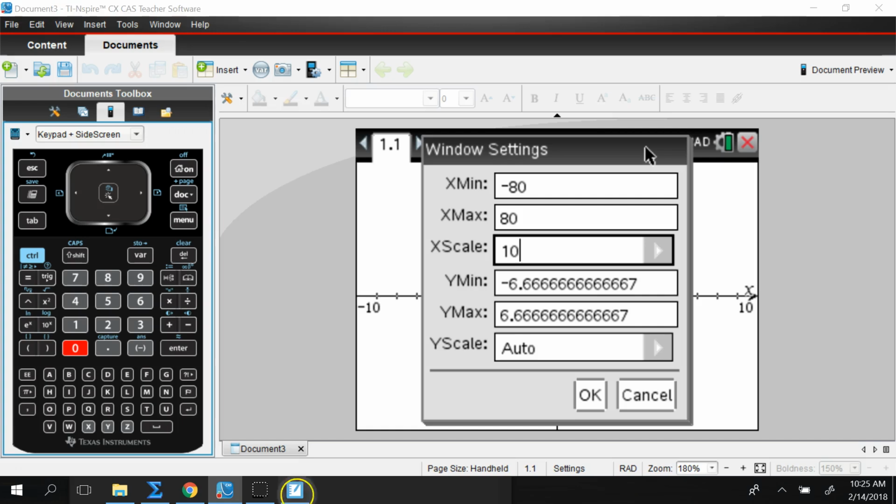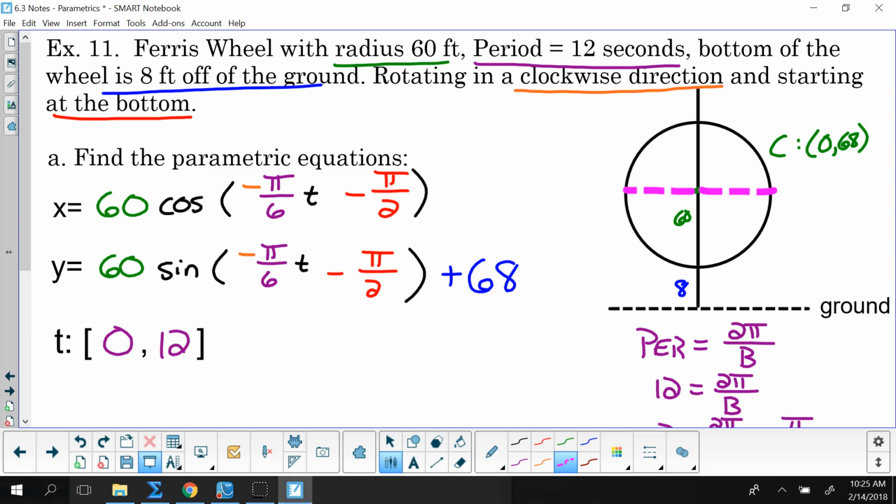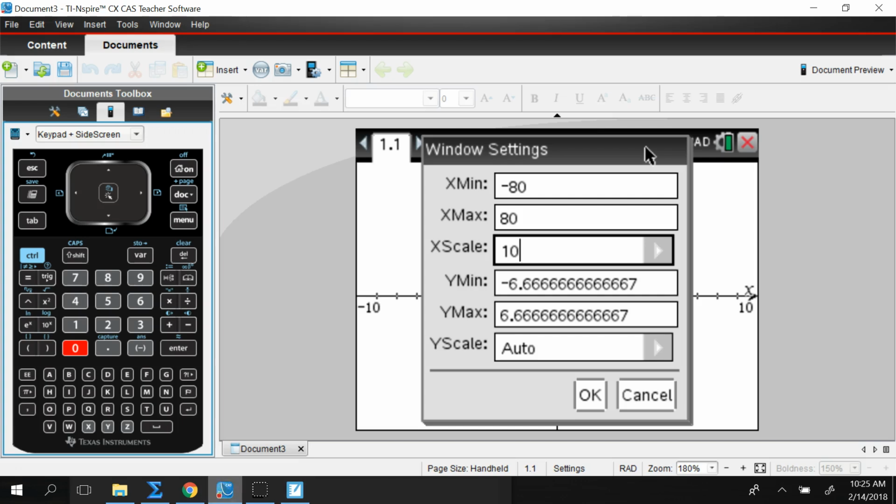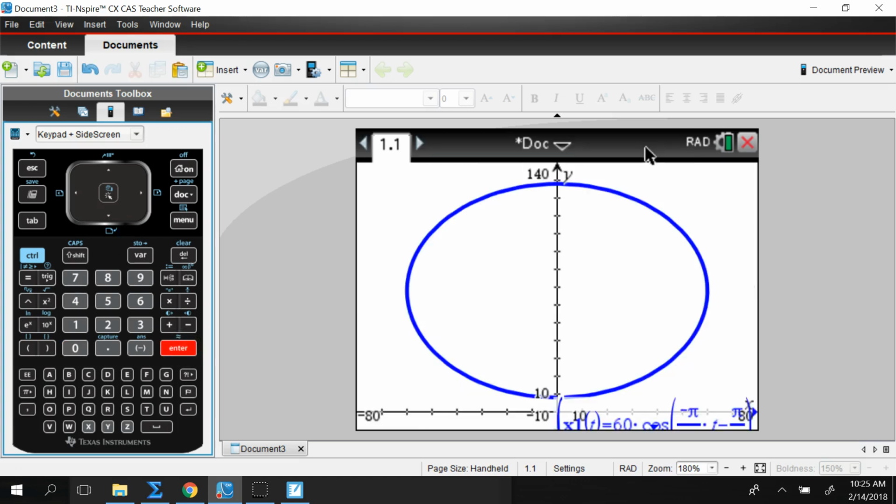Y's now. On my Y's, I need to go from ground level up 8, then up 60, then up another 60. So I need to go from 0 up to 128. So I'm going to go -10 up to 140, and I'm going to go by tens, because that gives me room on both top and bottom for me to see what's going on. Now, what's the downfall with that? It's not really a circle, is it?